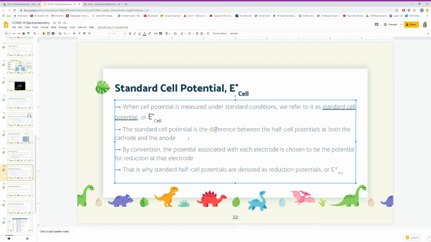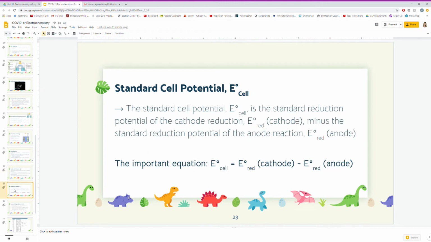So the standard cell potential is the difference between the half cell potential at the cathode and the half cell potential at the anode. By convention, the potential associated with both the cathode and the anode is chosen to be the potential for reduction. It could have been oxidation, but scientists chose to focus on reduction. And this is why standard half cell potentials are often denoted as E naught red, for E naught reduction. So that's why you'll see it that way.